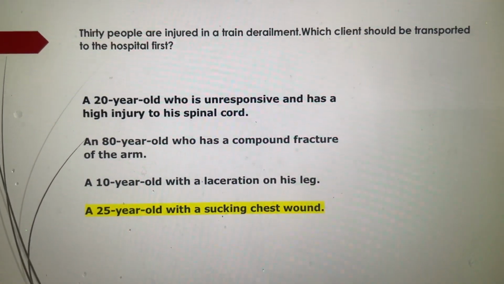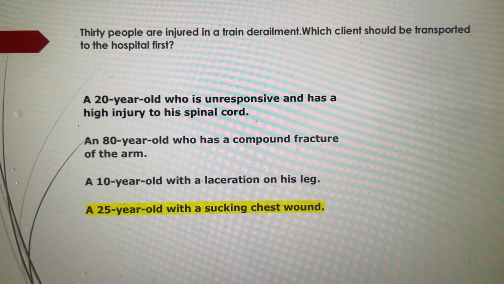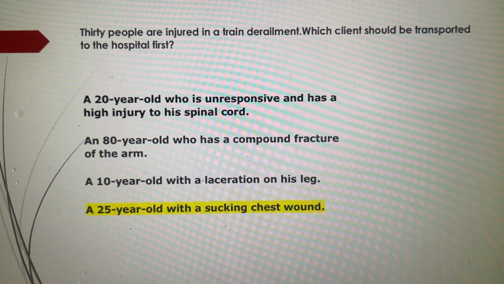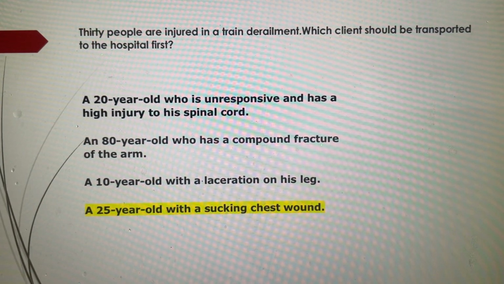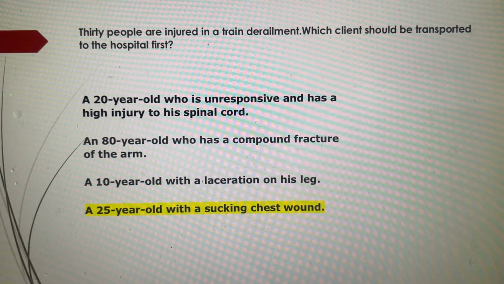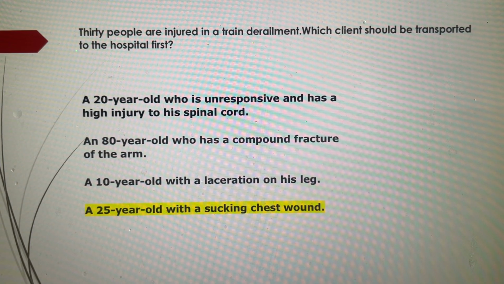Now, the number 4 option is the correct answer, since this is the most needed. We need to focus on this patient, since it's a 25-year-old with a sucking chest wound. The ABC would apply, right? The ABC would be the airway, breathing, and the circulation.